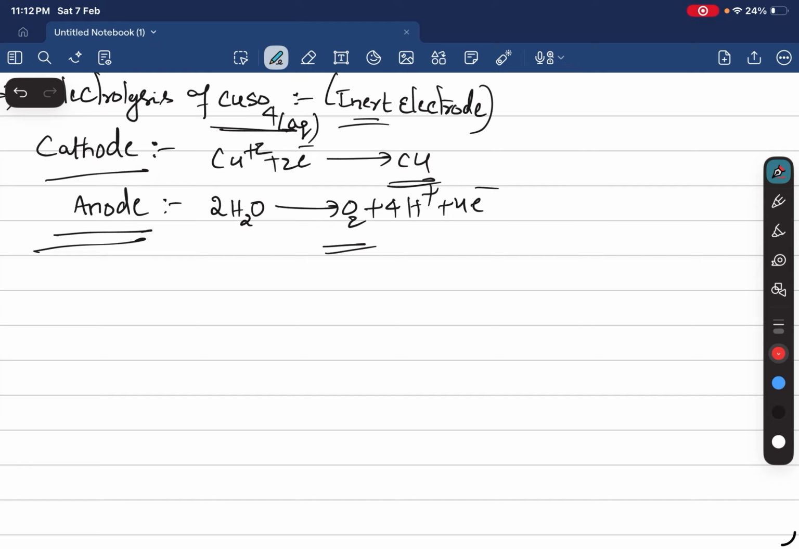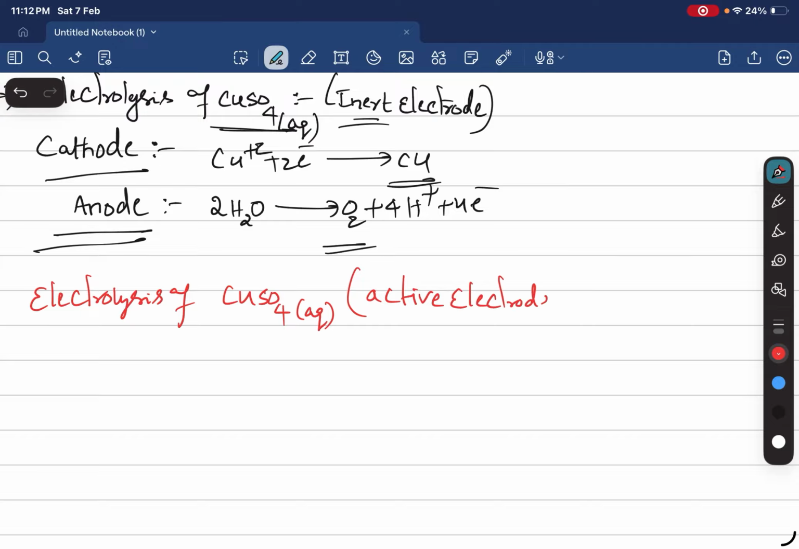With inert electrodes it is. Suppose it is with active electrodes, electrolysis of aqueous CuSO4 with active electrodes like copper only, or silver or gold, anything you can take, but here we are taking copper. So here slightly the reactions of cathode and anode will differ because the electrode itself participates in the reaction.